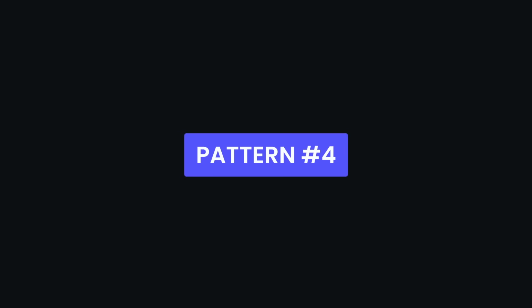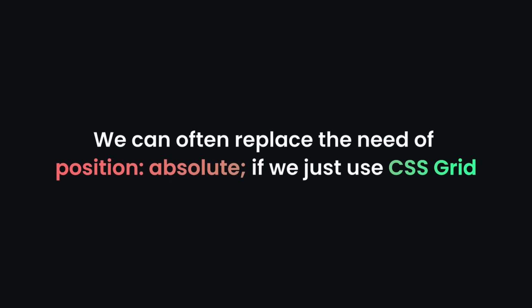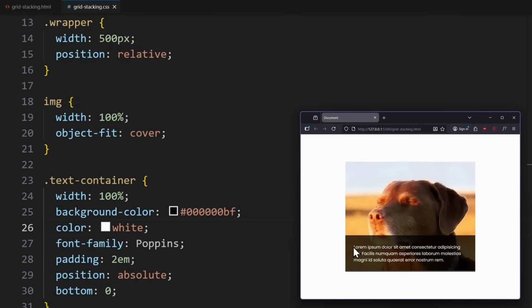Now to pattern number 4. This is one of my favorites. In CSS, we can often replace the need of position absolute if we just use CSS grid. Picture this. You want to place text on top of an image. Most people reach for absolute positioning. Here, the wrapper would need position relative and the text needs position absolute. Then you would use the top, left, bottom, and right properties to place the text anywhere you want. Now this solution works totally fine. But I think using grid, we have a much more elegant solution.